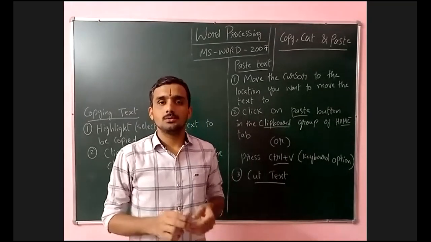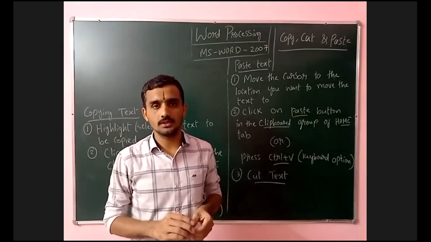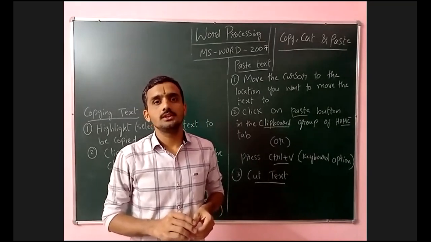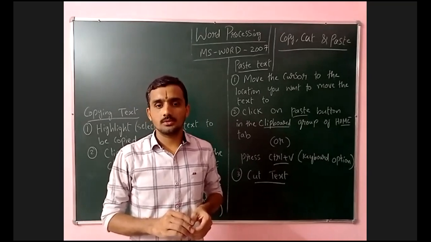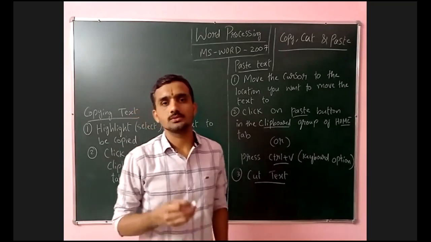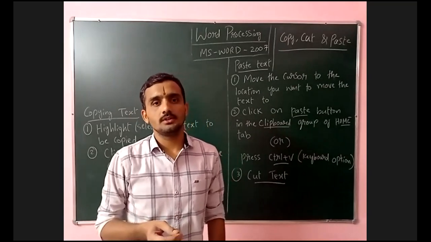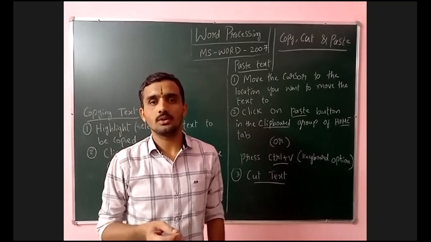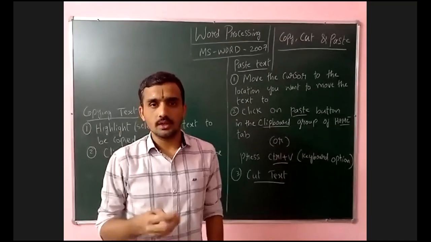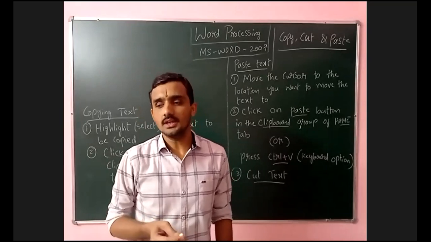Okay, so we will continue with the remaining part of MS Word 2007. We were discussing how to open the MS Word application, then to create a document and to save the document. And we have the option called undo and redo. Next topic is to copy, cut, and paste the text.